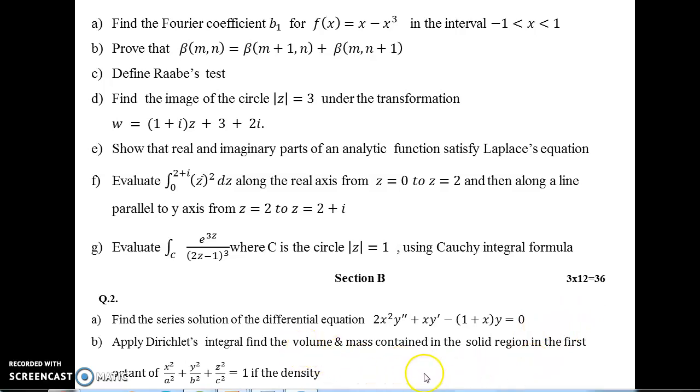First part is find the three solutions of differential equation 2x square y double dash plus xy dash minus (1 plus x)y equal to 0. Find the three solutions of this one. Apply your Frobenius method. Take y equal to sigma of a_n x power (m plus r), and then find the value of y dash, y double dash, put here, find the value of m, and then we will find the value of y in terms of m. And on the basis of value of m, we will write the complete solutions.